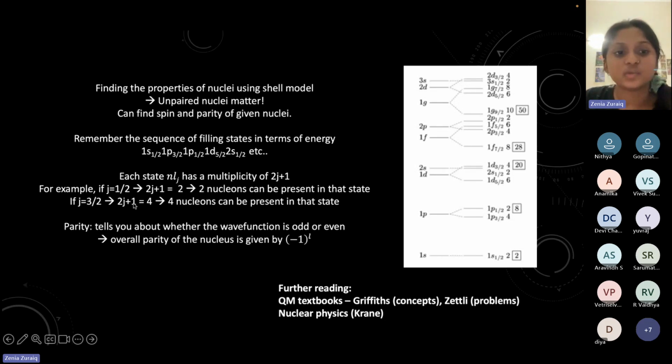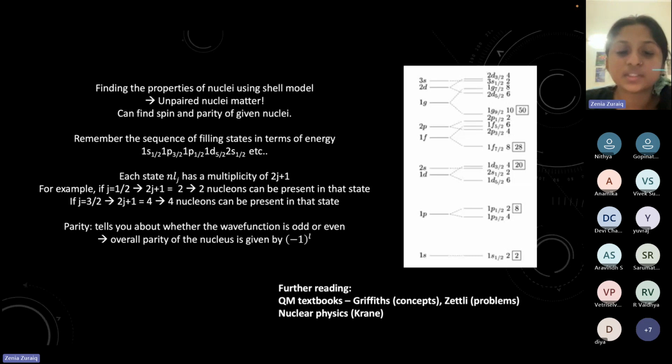And if J is 3 halves, you can see that 2J plus 1 is 4. Again, the multiplicity is not dependent on this L value or this N value. So you can see that 1s half has 2, 1p half also has 2. Similarly, 1p 3 by 2 has 4, 1d 3 by 2 also has 4. So only J matters in multiplicity.